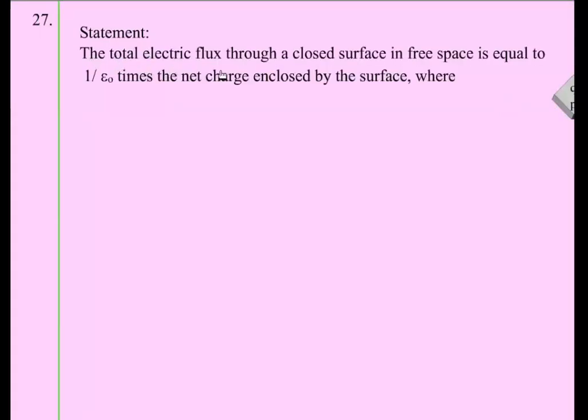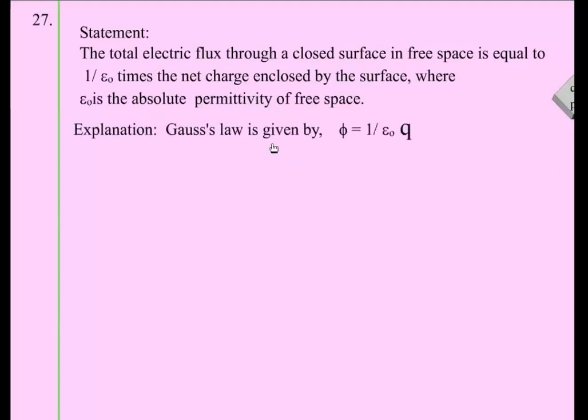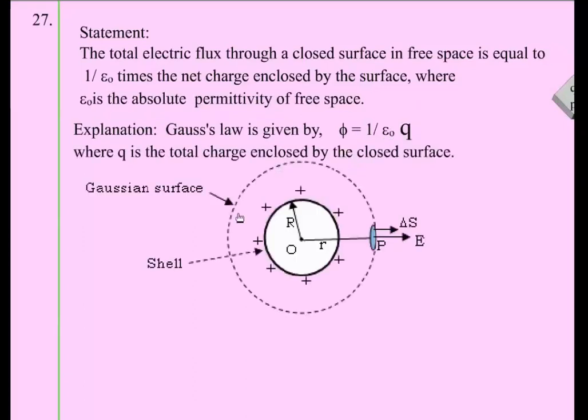So first let us state the Gauss law. The total electric flux through a closed surface in free space is equal to 1 by epsilon naught times the net charge enclosed by the surface, where epsilon naught is the absolute permittivity of free space. So according to Gauss law, phi, that is flux, is equal to 1 by epsilon naught q. Q is the total charge, of course.